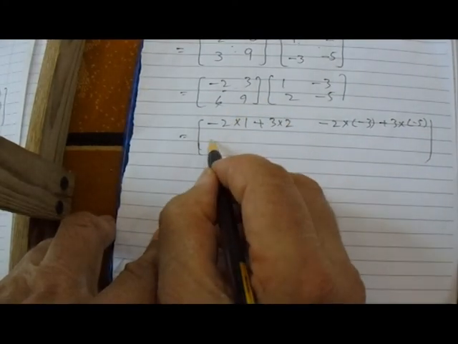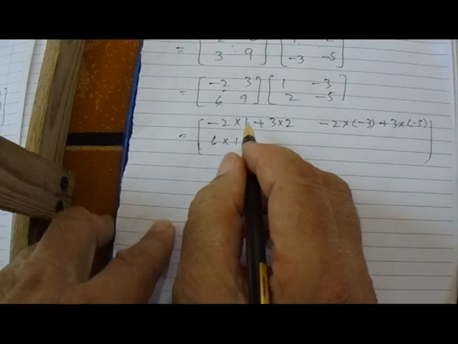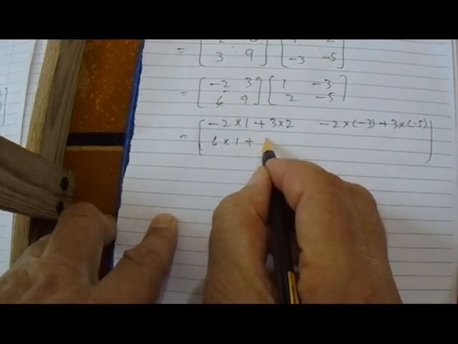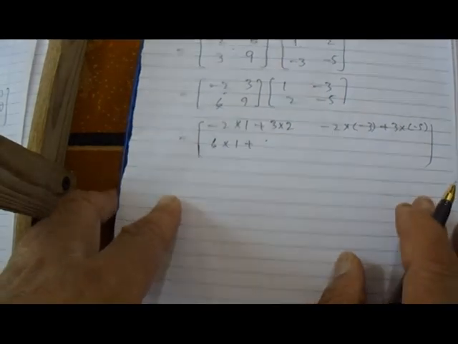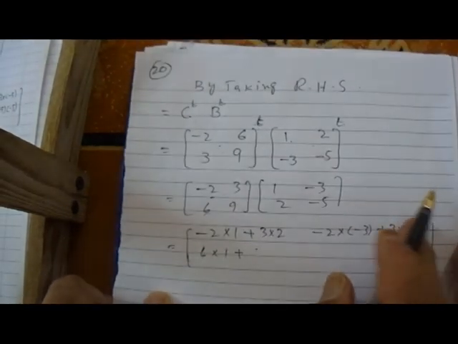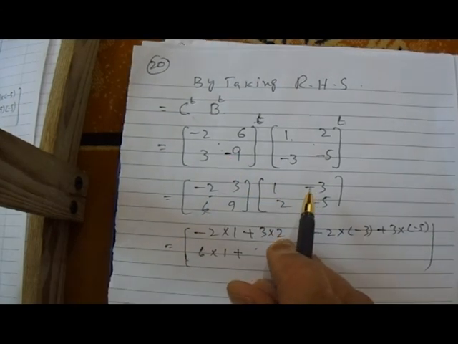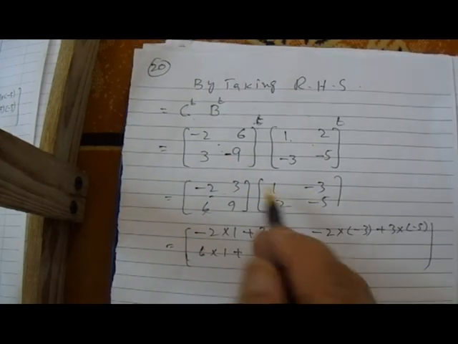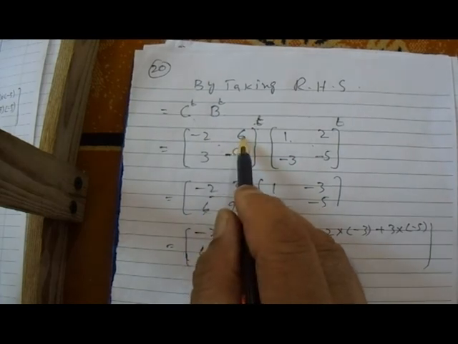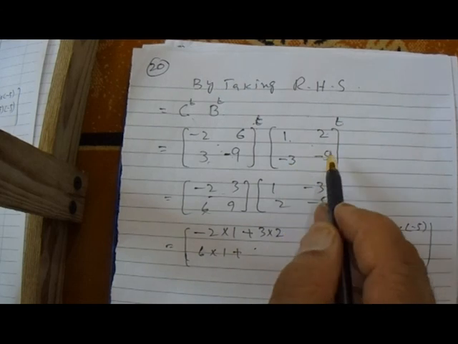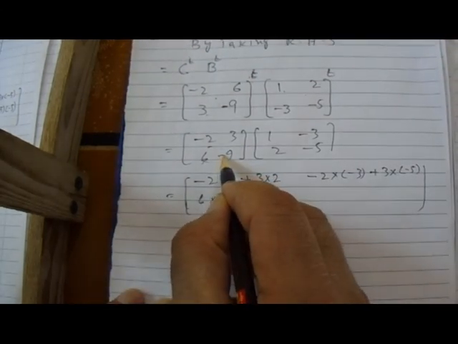Again 6 multiplied by 1, plus minus 9. This is our minus 9. We have written it wrongly here: it is minus 2, 6, 3 and minus 9, and 1, 2, minus 3 and minus 5. We write here minus 9, and it is also minus 9 here.